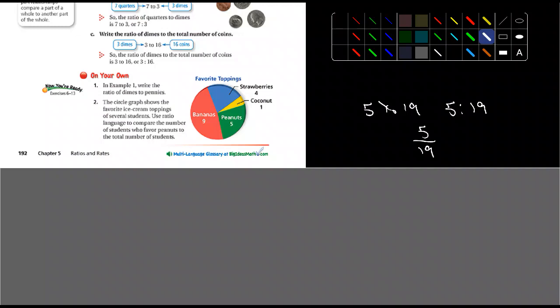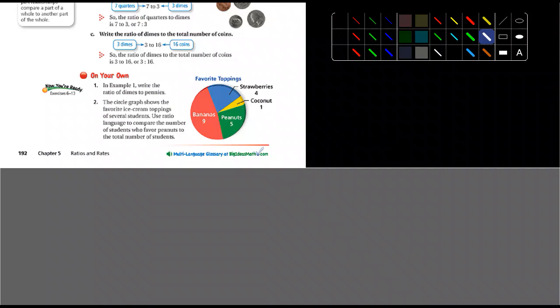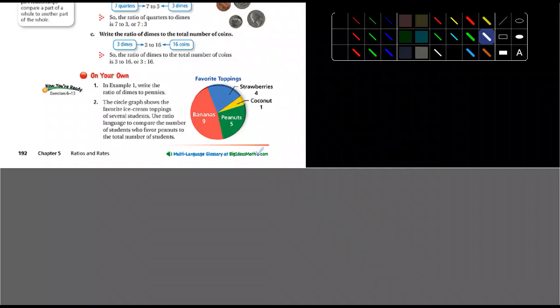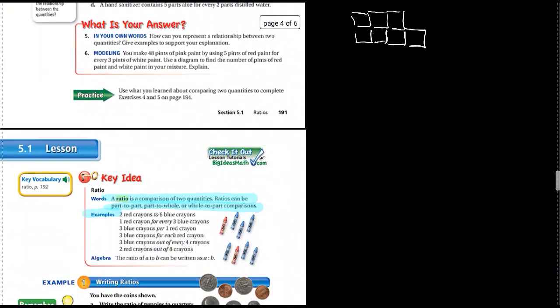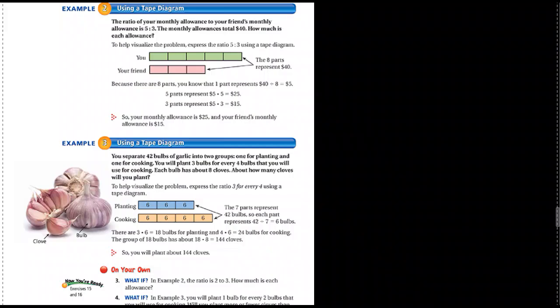Mr. Lasori, question? Is it always the smaller number first? Not always. No. It just depends on what you're talking about. It's like what it's out of. Because it could be, let's say, how many students prefer strawberries to the students that prefer coconuts. So it would be 4 to 1. So the smaller number is not always first. Like however they ask you to put it. Yeah, exactly. Okay, let's drop down to the next page here.